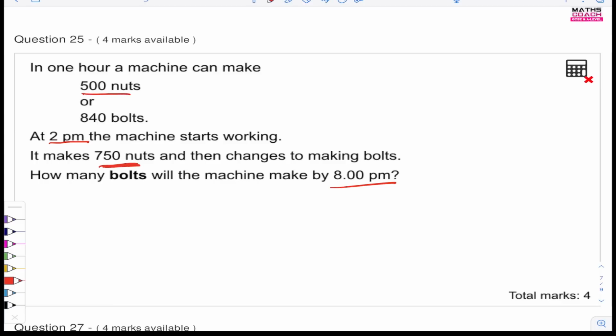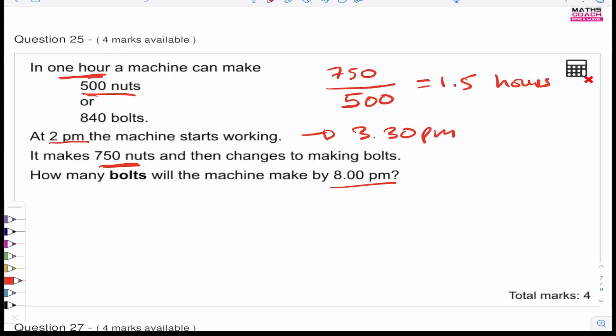We know that it can make 500 nuts, so we are going to do 750 divided by 5. So that's 500 nuts in 1 hour, by the way, yeah? That's what the question says. So, we're going to do 750 divided by 500. I stopped at 5 to explain that. So what is 750 divided by 500? So 750 divided by 500 gives us 1.5. So that's 1.5 hours. So the machine takes 1.5 hours, which takes us to 3:30 p.m. to make 750 nuts.